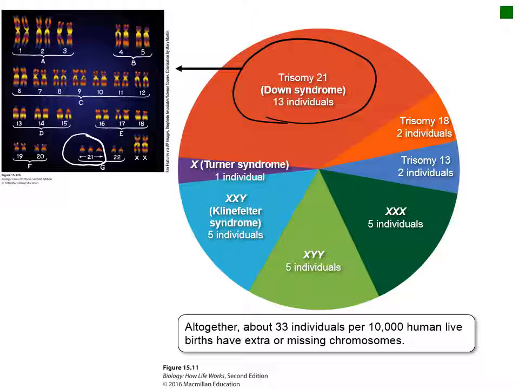In fact, individuals who are trisomy for the X chromosome or diploid for the Y chromosome are found among healthy males and females and often do not even know that they have an extra chromosome.